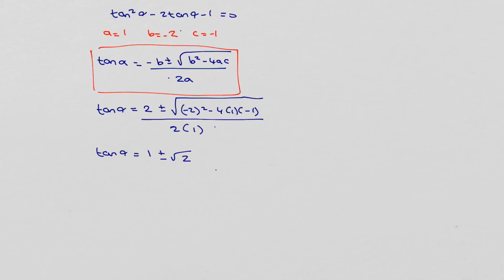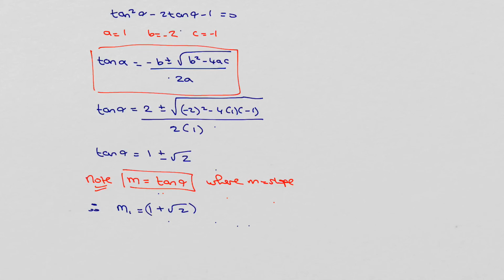So as I said, we have to note that our slope is equal to tan alpha. And therefore we have 2 slopes. So we have tan alpha can equal 1 plus root 2, or tan alpha can equal 1 minus root 2. So in other words, we have m1 equals 1 plus root 2, or m2 equals 1 minus root 2.